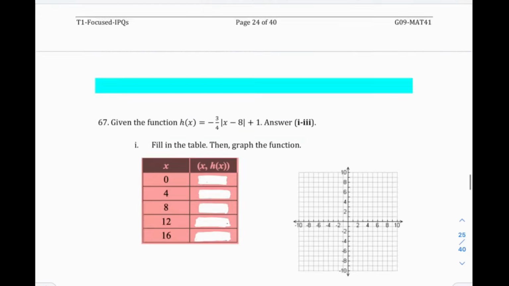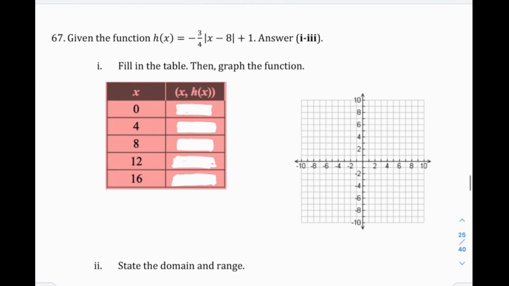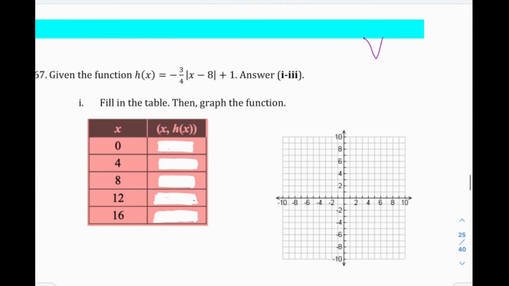Okay. Let's move to the graphing. Given the absolute value function, fill in the table, then graph the function. How can we fill this table? If the table was not there, this is a helpful hint that they're giving you the table. You should know that to graph any absolute value function, you need 3 important points.